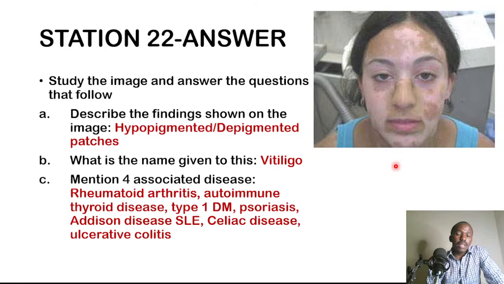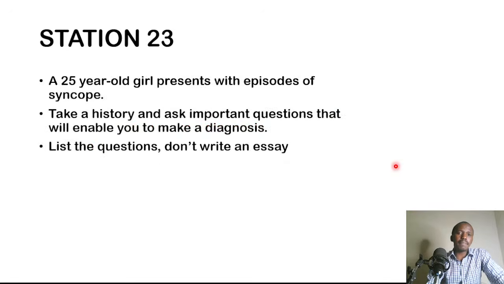And then the associated diseases, you could have things like rheumatoid arthritis, you may have autoimmune thyroid disease, you may have type 1 diabetes mellitus, you may have psoriasis, you may have Addison's disease, SLE, celiac disease, and even some ulcerative colitis has been associated with it.